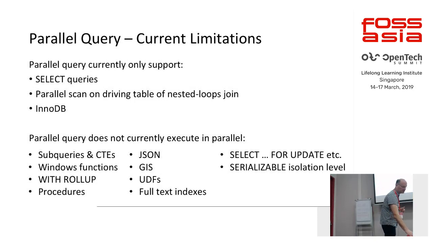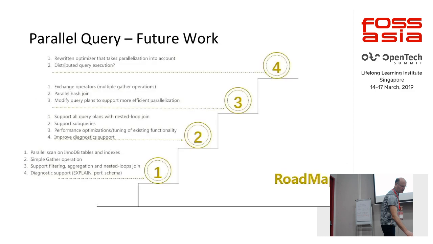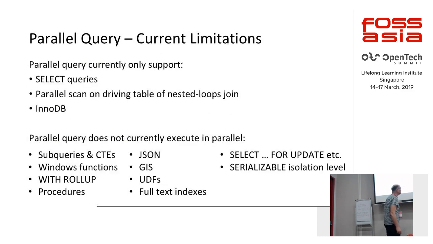We want to support window functions and rollup, which is pretty important with analytics queries. And we also do not support special data types like JSON and GIS yet, so there's a lot more to do here. We do not support the serializable isolation level. I'm not sure we will be able to do it very easily, because it's inherent in the way InnoDB works that it's a bit difficult to parallelize if you use serializable. I think the MySQL team at Oracle needs to do something with InnoDB before we try that.